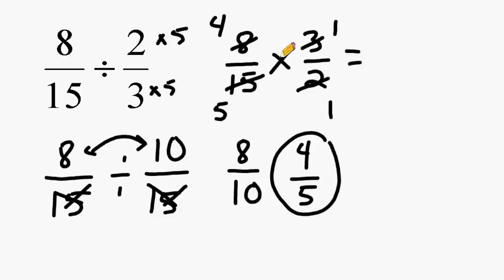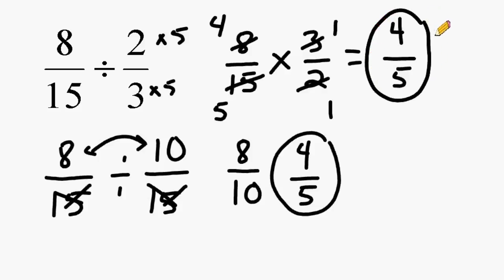After you have finished doing any cancellation that is possible, multiply what you have remaining for your numerators to get your numerator, and 4 times 1 is 4, and then multiply your remaining numbers at the bottom for your denominator. And as you can see, using the keep, change, flip method, we also come up with the result of 4/5.